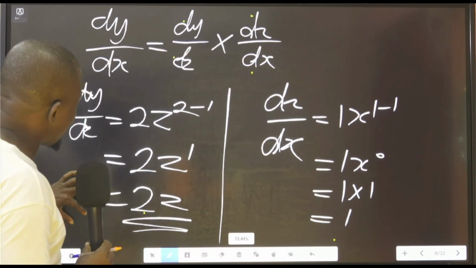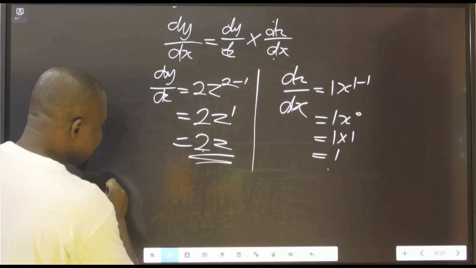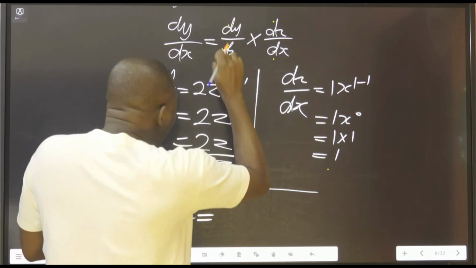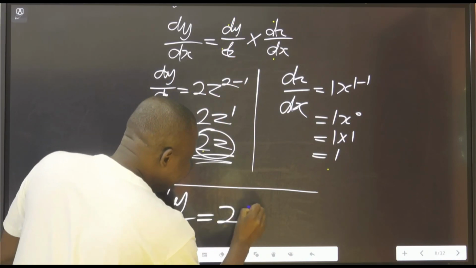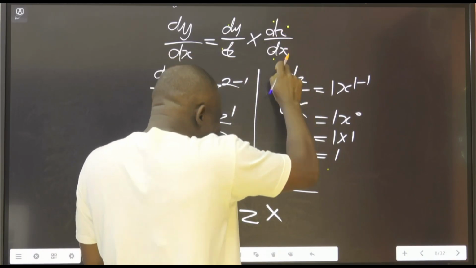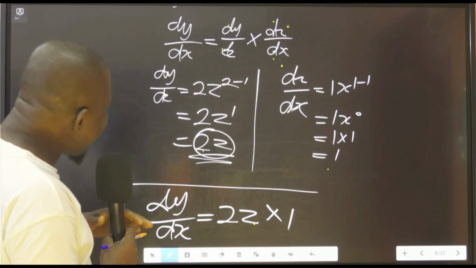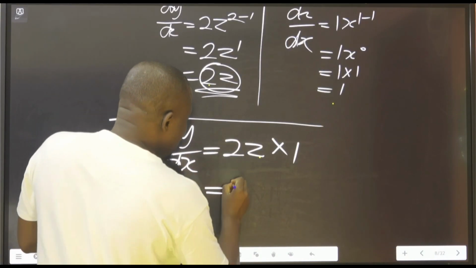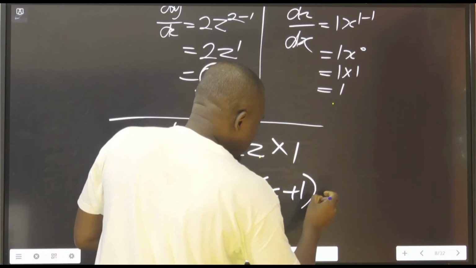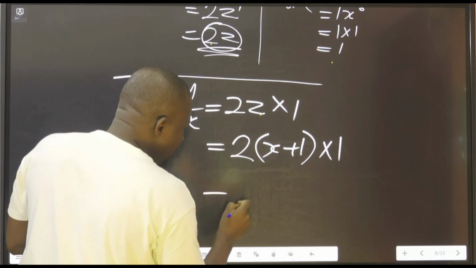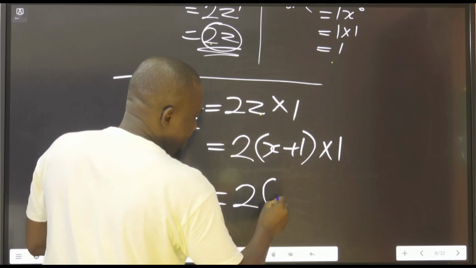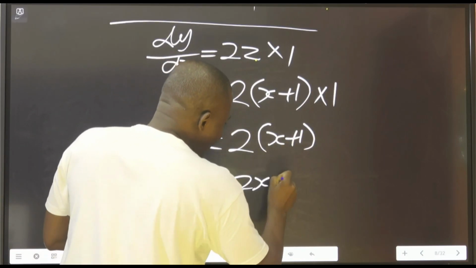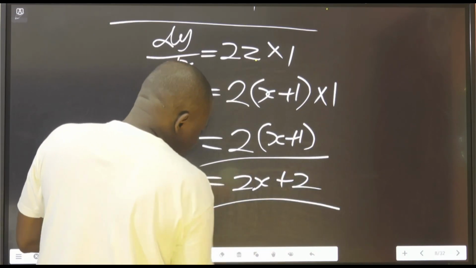We need to substitute now. That is to say, dy/dx is equal to dy/dz, which is this, 2z multiplied by dz/dx, which is 1. What is the meaning of z? Z, as you can see in this place, is x plus 1. That is to say, 2(x plus 1) multiplied by 1. Finally, you agree with me, you have 2. That one means nothing. Expand: 2x plus 2. Or you leave it like this or like this. Any one you want to do.